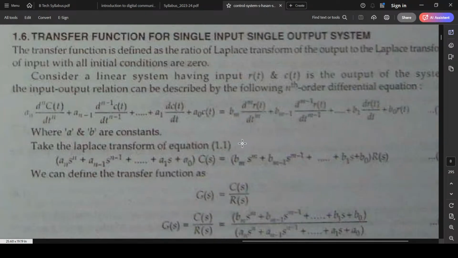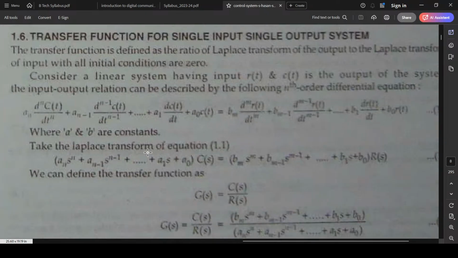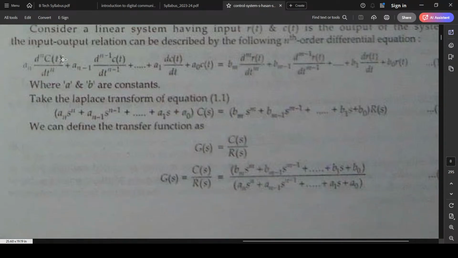Okay, take the Laplace transform of both sides of equation 1.1 side by side. The derivative becomes s when we take the Laplace transform, and the integral becomes 1 upon s. So here the derivative will become s with the power of n. So a_n s^n plus a_(n-1) s^(n-1).